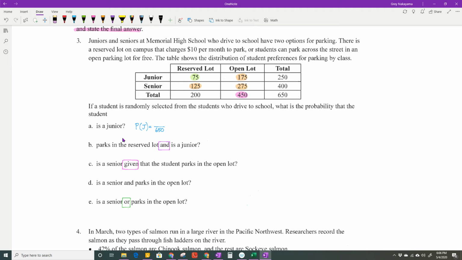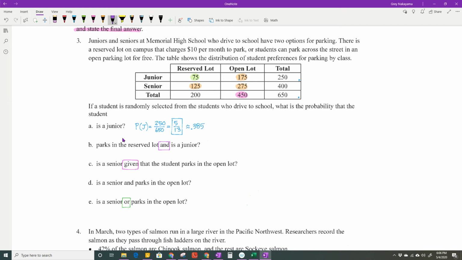How many of those people are juniors? Okay. And what I did up here, y'all, is I actually came and put a little dot next to it so you could see where I got that number. Okay. How many are juniors? 250. So 250 is going to go on top. And you always simplify that answer. And if you want to give me 3 decimal places, there it is.